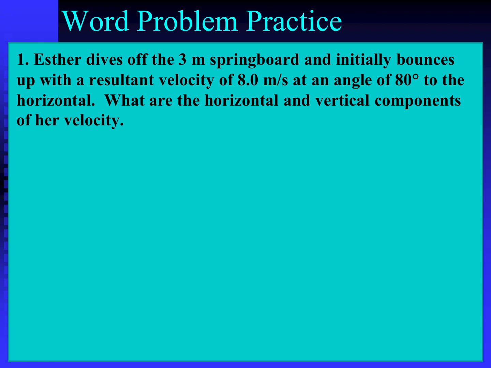Let's dive in. So Esther dives off a 3-meter springboard. Okay, I don't even know if that's really important information or if they're just trying to be tricky. And initially bounces up with a resultant velocity of 8 meters per second at an angle of 80 degrees to the horizontal. Okay, so that means I have an 8 meter per second velocity, and that is an 80 degree angle from the horizontal. So here's the ground, the horizontal. I want to know what the horizontal and vertical components of the velocity are.